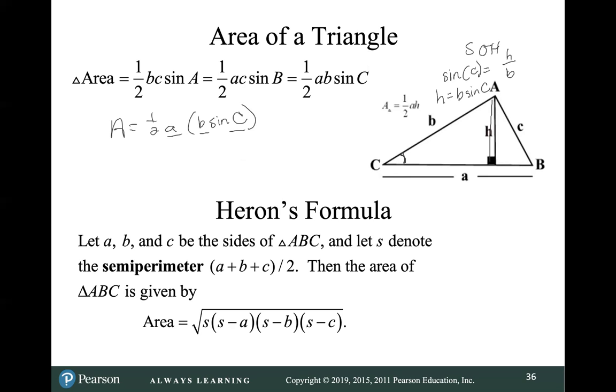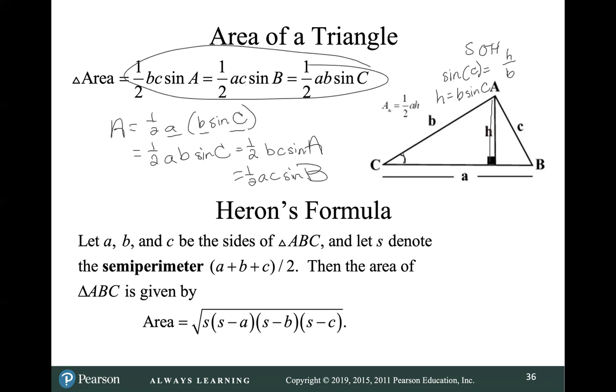Okay, so the area of this triangle is 1/2 a, b, sine of C, but I could have done that from any of the angles. So that means I could also do that as 1/2 b, c, sine of A, or I can do that as 1/2 a, c, sine of B. So all three of those work for height.